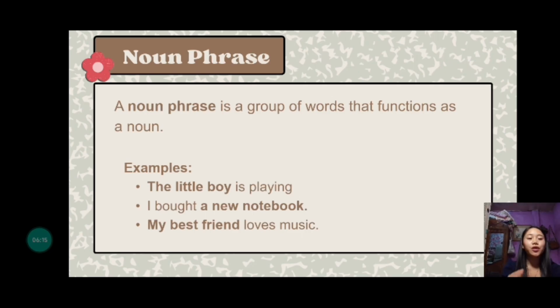The easy way to recognize a noun phrase is to ask ourselves if the group of words is performing the job of a noun. In our examples, the little boy, about a new notebook, my best friend loves music. The little boy is the subject. We could replace it with a single noun such as the name John, and the sentence will still make sense. That is why the little boy is considered a noun phrase.